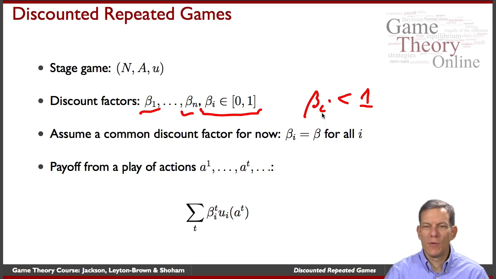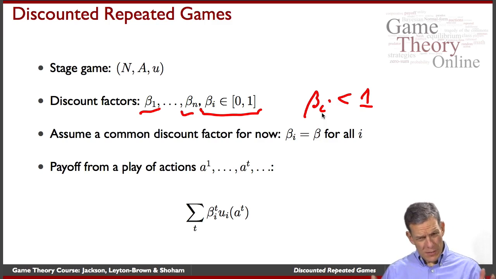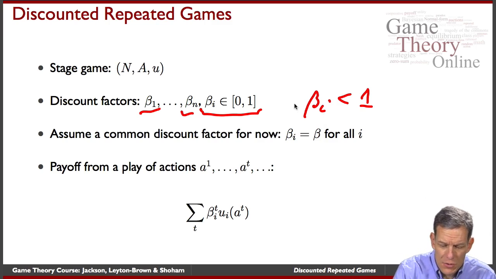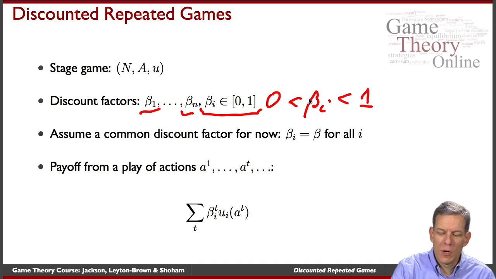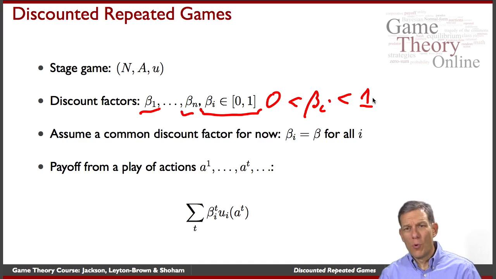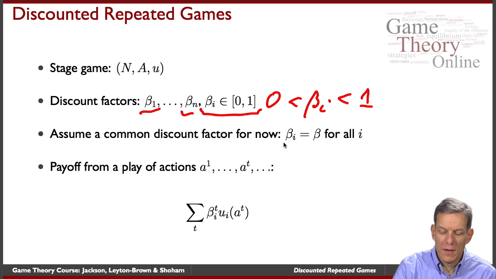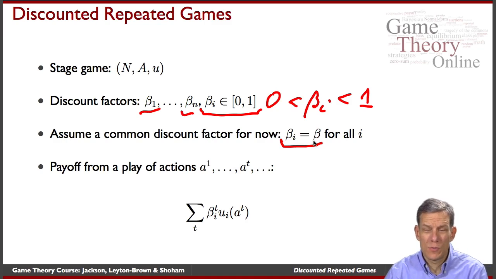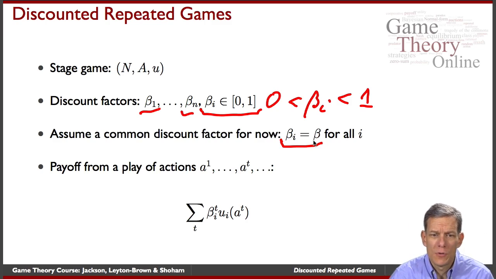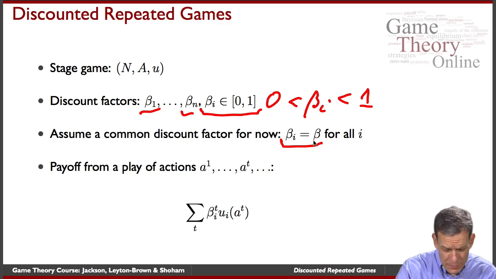If it's equal to 0, then it means you don't care about the future at all. It's basically just a one-stage game. So generally, the interesting case is going to be when players care somewhat about the future, but they care more about today than tomorrow, and so forth. Often in these games, people look at situations with a common discount factor, so everybody has the same discount factor, which will make things fairly easy in some cases.